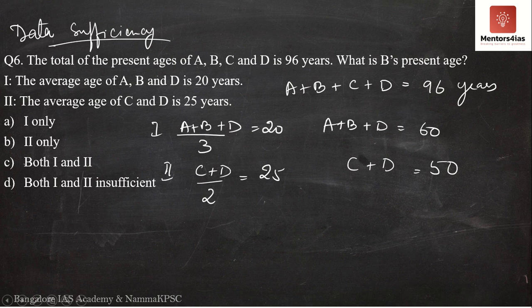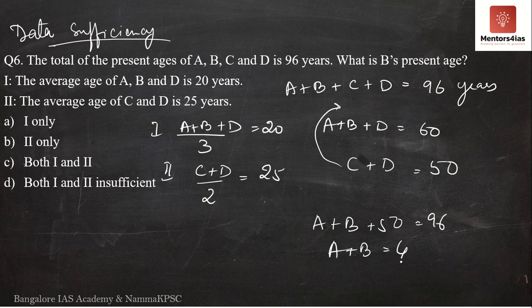What are we supposed to find out? We are supposed to find out the value of B's present age. So, let us see if it is possible. Let me substitute C plus D as 50. We have A plus B plus 50 is equal to 96. Therefore, A plus B is equal to 96 minus 50, which is equal to 46.